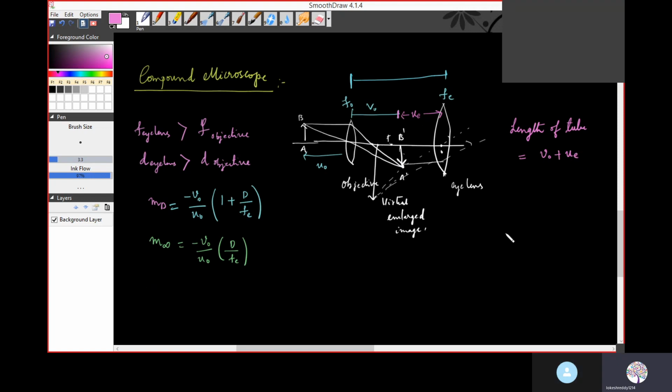Naught plus UE. Okay, so this is when the image is formed at D. If the image is formed at infinity, then this image UE should be equal to FE. If the image is formed at Fe, then the image of this acts as an object for the eye lens. So if this is formed at focus, then you will get the image at infinity. So the length will be equal to V naught plus UE is equal to Fe.